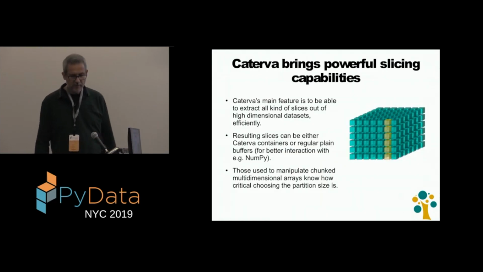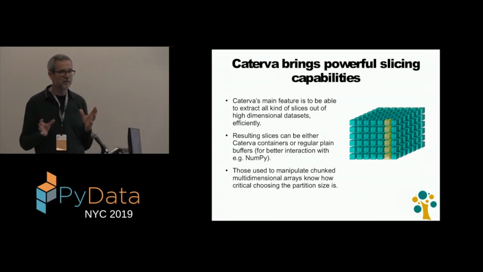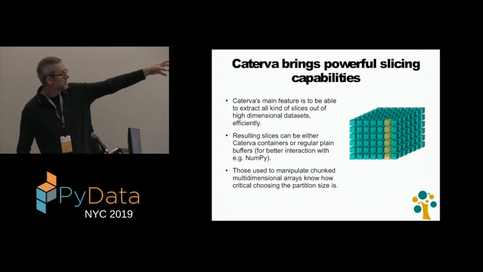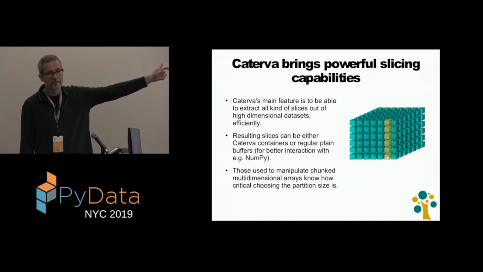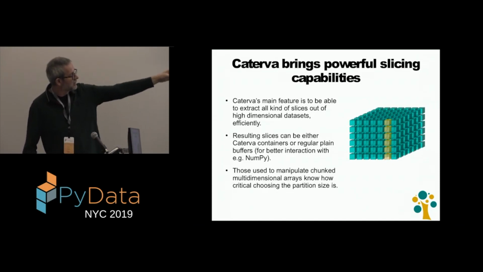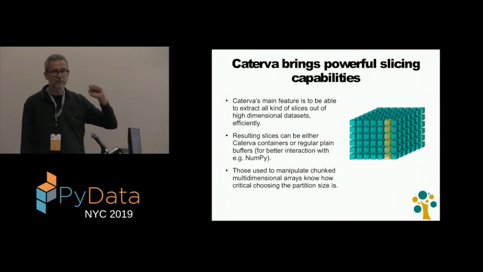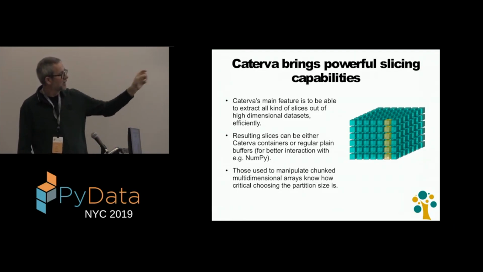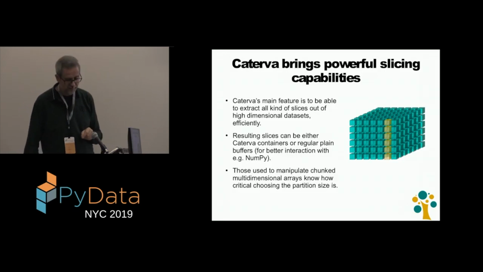Also, Caterva brings powerful slicing capabilities. So when you have a multidimensional array, you want to access data from it, and we provide the machinery for retrieving the data. In this data set, the small cubes are what are called the partitions or chunks. When you ask for the chunks that are in yellow, Caterva is going to figure out where these chunks are located, extract them, decompress them, and hand out the data for you. Okay?